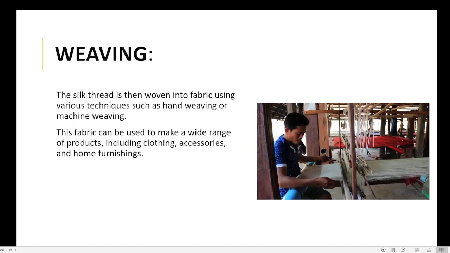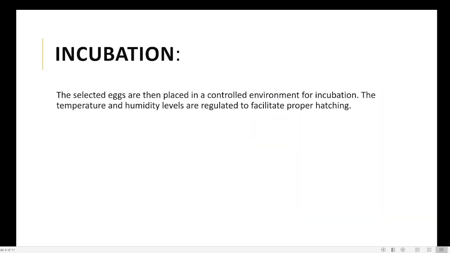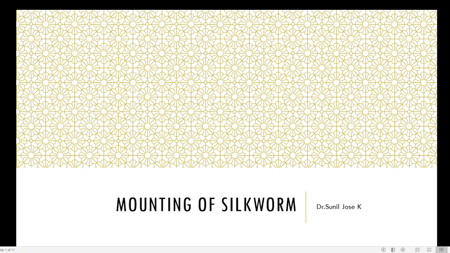So this is an idea of the various steps which are involved in the mounting of cocoon, of mounting of the silkworm.